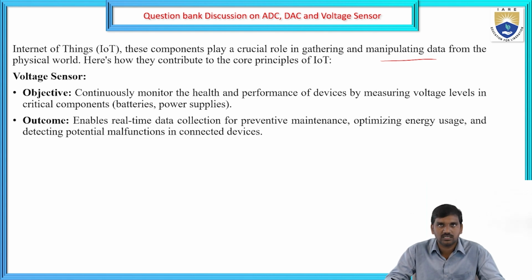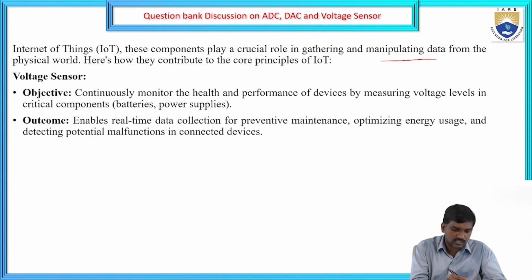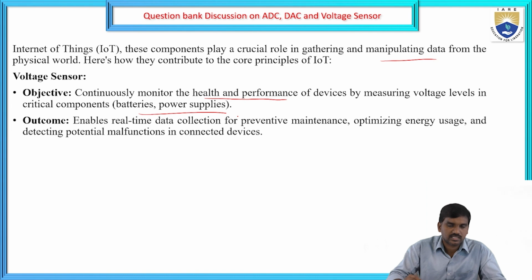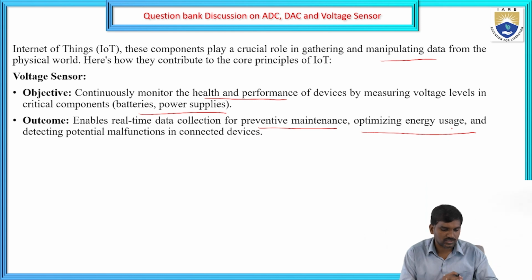So for the voltage sensor, what are the objectives and what are the outcomes? The objective is continuously monitoring the health and performance of devices by measuring the voltage levels in critical components like batteries and power supply. This is the objective of the voltage sensor. Apart from that, we have outcomes also. It enables real-time data collection for preventive maintenance, optimizing energy usage, and detecting potential malfunctions of connected devices. So these are the voltage sensor's objective and outcome.